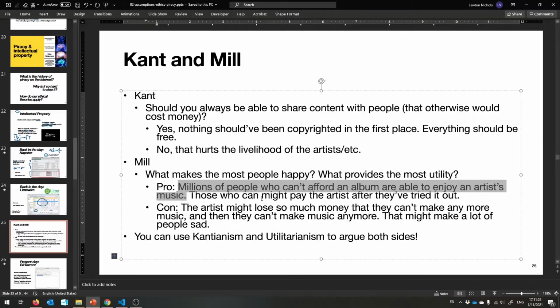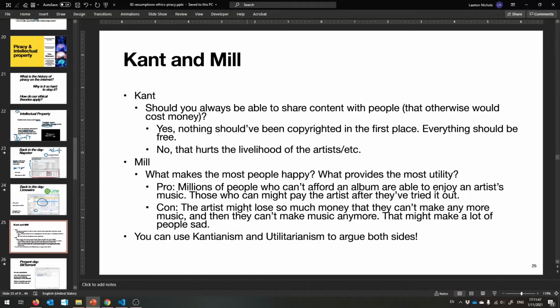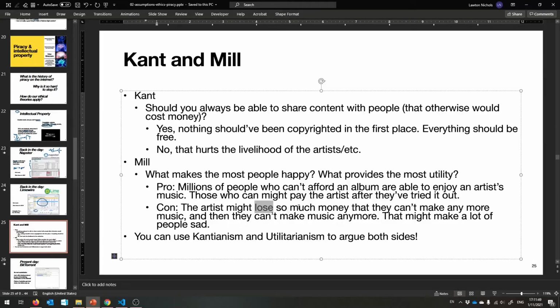Plenty of people are going to steal the album because maybe they can't afford it, or they can't buy it in their own country. They're now able to enjoy it, so that increases utility. And those who can't afford it, maybe just wanted to try out the album, see if it's any good, and then they'll buy it. So these are some pros from Mill's point of view. People want options.